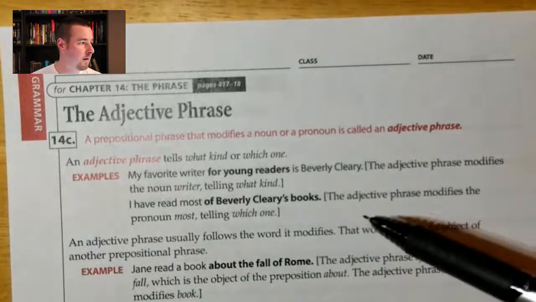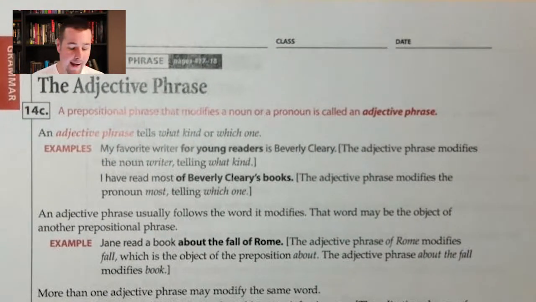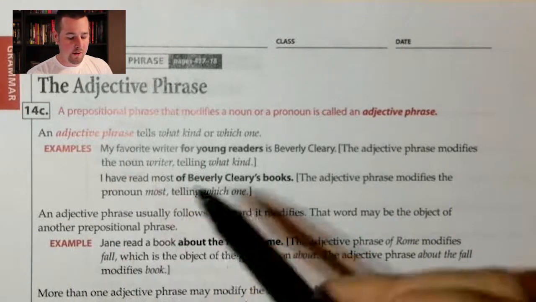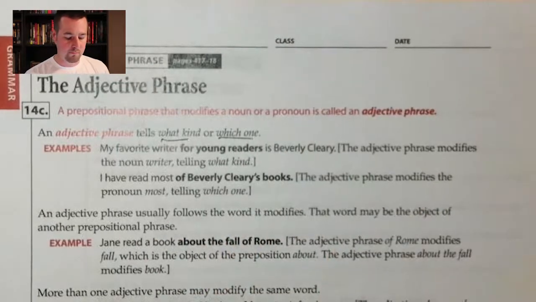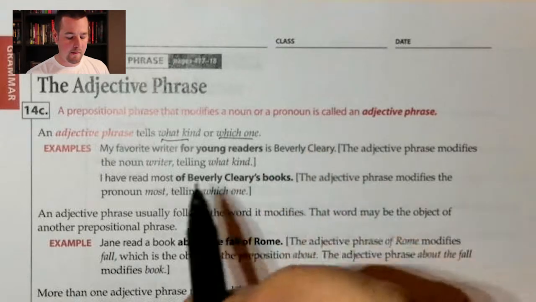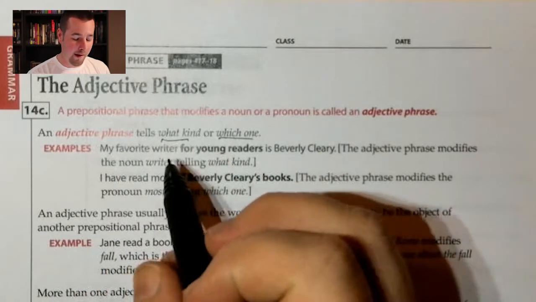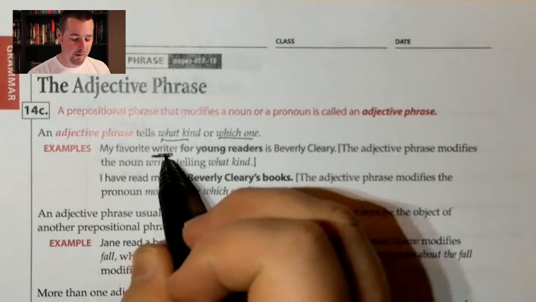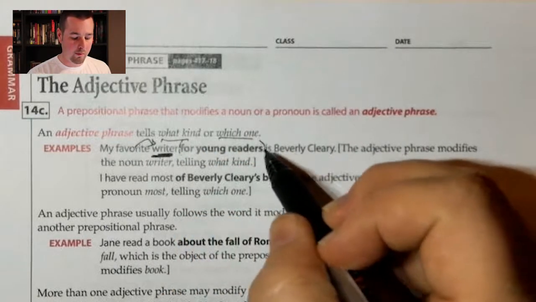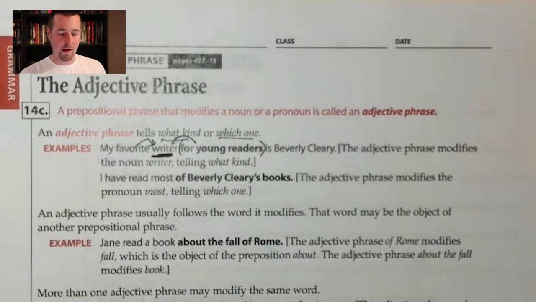Up here at the top, we're going to focus just on the adjective phrase, or prepositional phrase used as an adjective. These are going to answer what kind or which one. For example, my favorite writer for young readers is Beverly Cleary. My favorite writer, which writer? Favorite is a one-word adjective. But what other kind of writer is it? What kind or which writer? It's one for young readers. So that also describes the writer. It says which one or what kind.